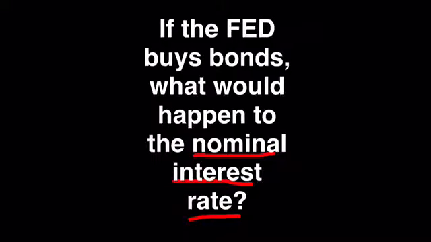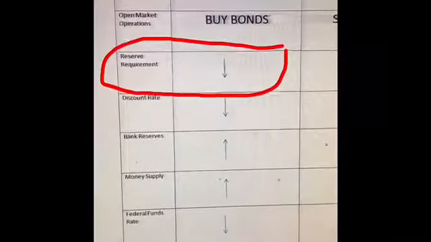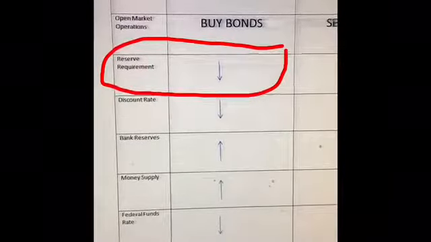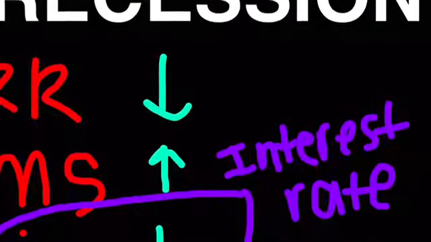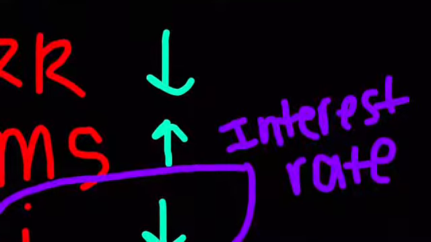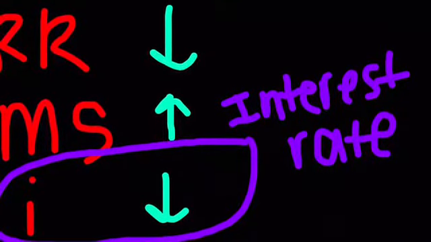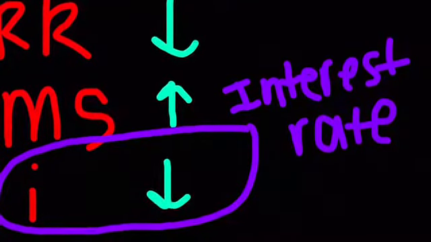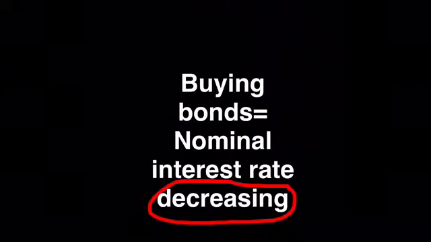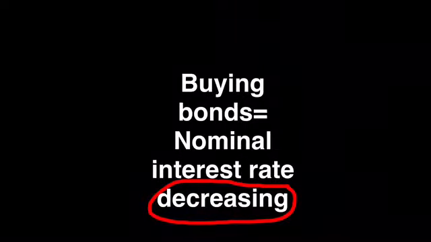If the Fed buys bonds, what would happen to the nominal interest rate? When there's a recession, the Fed decreases the reserve requirement ratio. During a recession, the Fed buys bonds, which will lead to the nominal interest rate decreasing based on other factors.